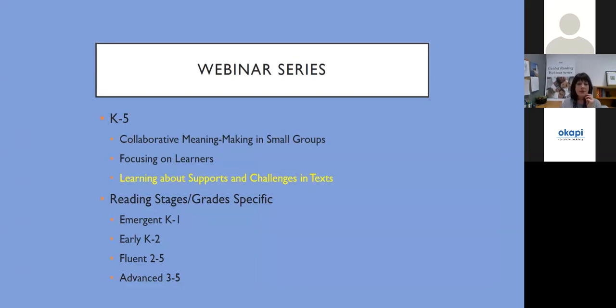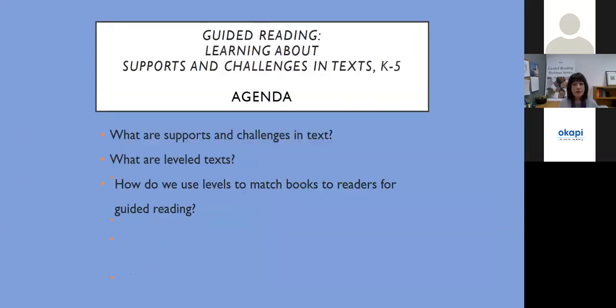This is the last of the K-5 of the webinar series, and our next sessions will start looking at reading stages and grade-specific work around guided reading. So today we are going to think about learning about supports and challenges in text, and our agenda for today is going to address these three questions. We'll be thinking about what are supports and challenges, what do we mean when we talk about that. We'll think about leveled text and what that actually means, and thinking about how we use the information about levels that we know to match books to readers to support guided reading.